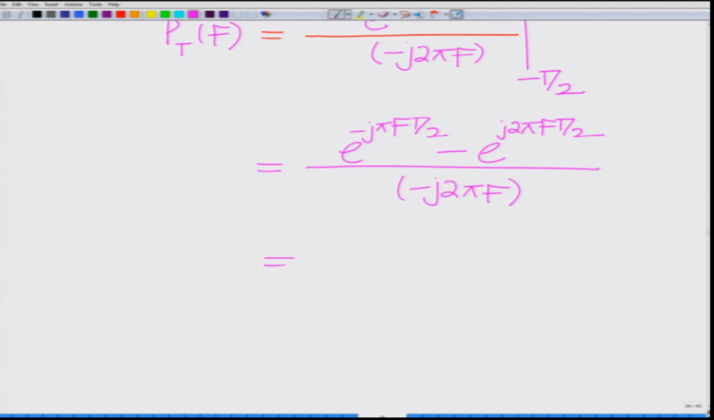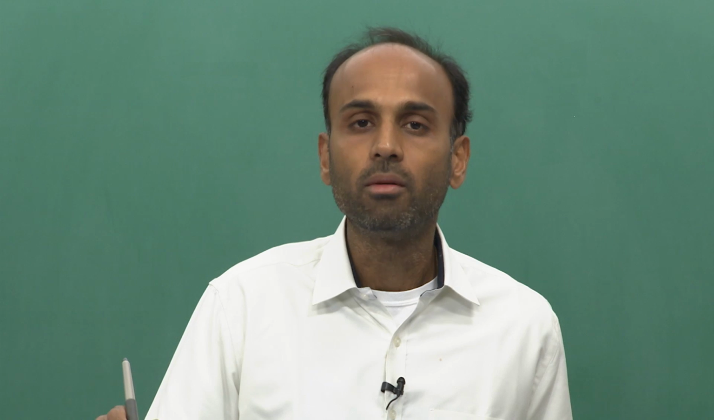And this is equal to, now, e to the power of minus j 2 pi f T by 2 minus e to the power of j 2 pi f T by 2. This is basically minus 2 j sin of 2 pi f T by 2. Okay.